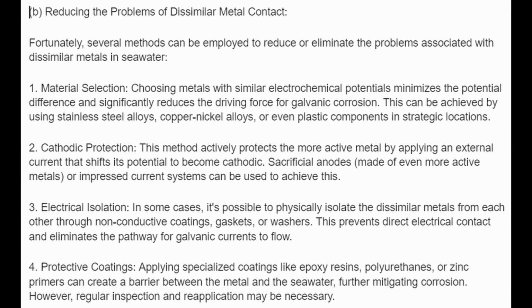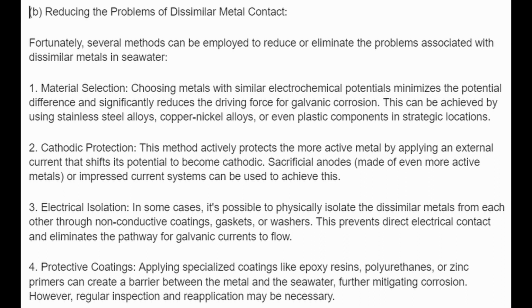1. Material selection. Choosing metals with similar electrochemical potentials minimizes the potential difference and so significantly reduces the driving force for galvanic corrosion. This can be achieved by using stainless steel alloys, copper-nickel alloys, or even plastic components in strategic locations.